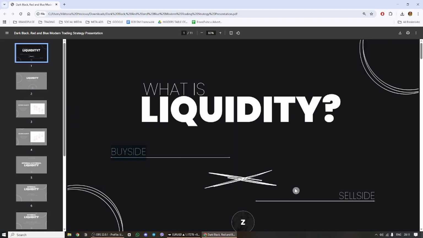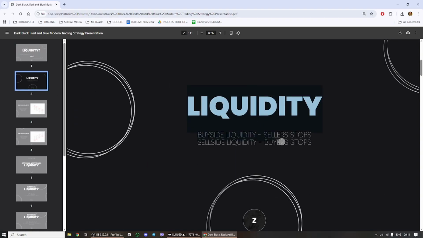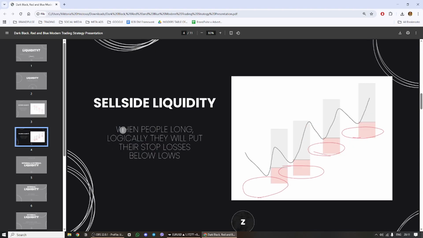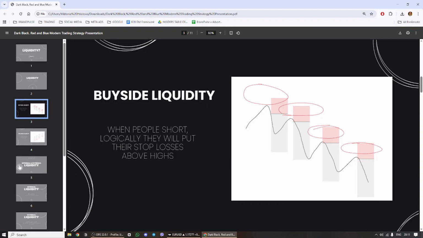So liquidity is buy side and sell side. What is buy side? Seller stops. Sell side is buyer stops. Buy side liquidity: when people short, logically they will put their stops above the highs, right? You enter here, your stop will be above the high, and so on. Sell side is the opposite one. When you long, your stop loss will be below the low, and so on. That is sell side liquidity, and this is buy side liquidity.